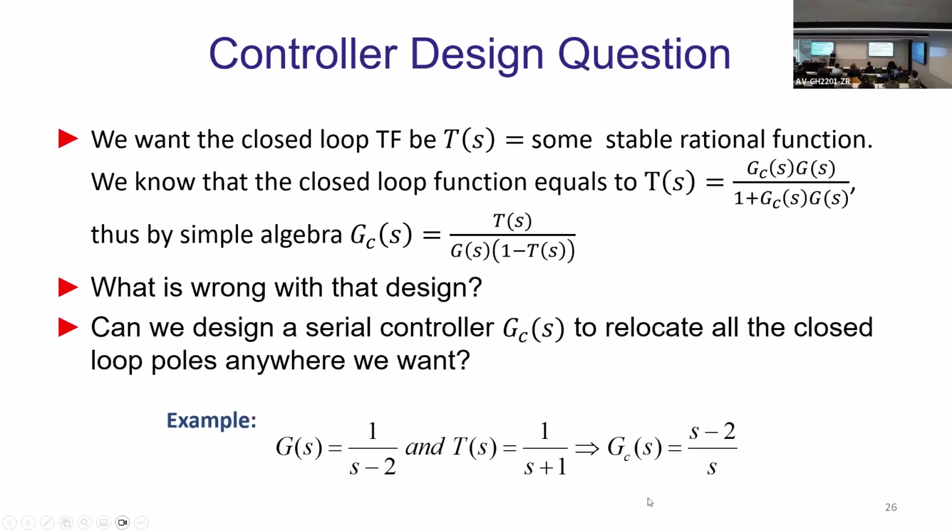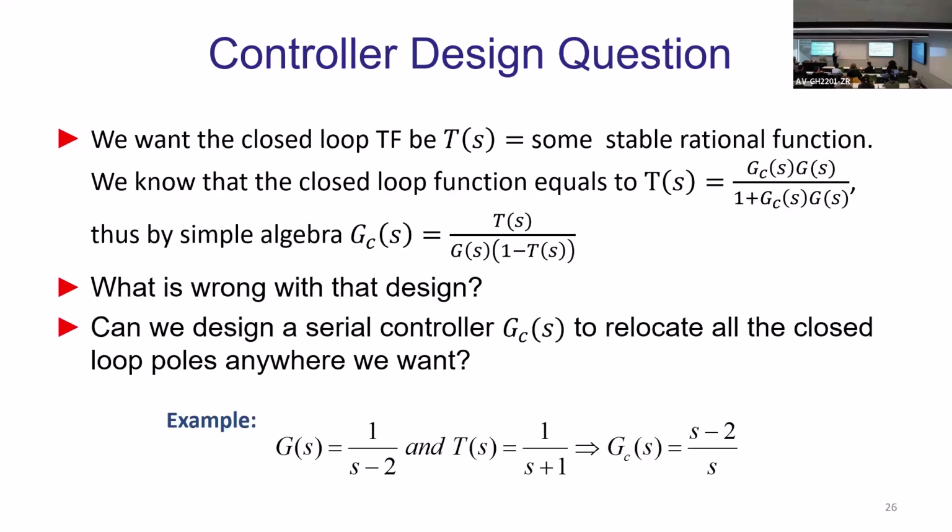So I'm putting numbers into that formula, and this is what I get, G of C. So what's wrong with that part? S minus 2 cancels, and I get 1 divided by S. That's it. Then I multiply G of S by G of C. So it's 1 divided by S divided by 1 plus 1 divided by S. I get 1 divided by S plus 1. That's correct.